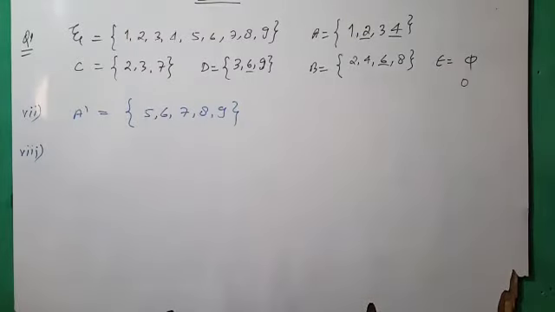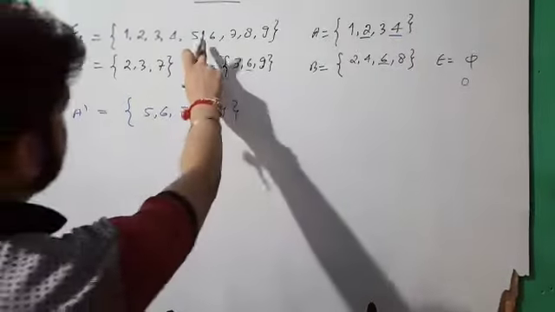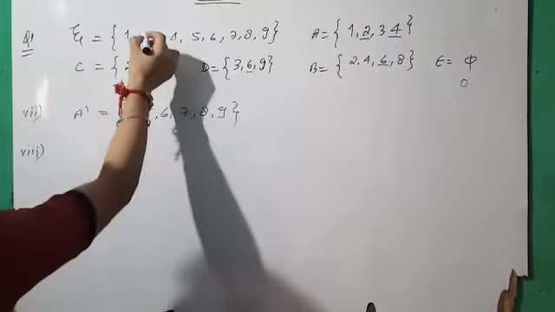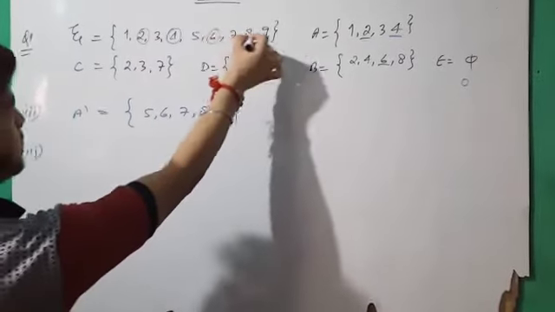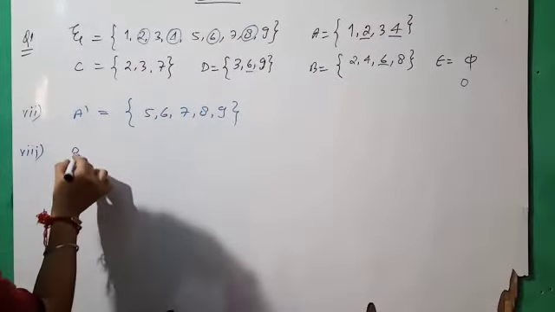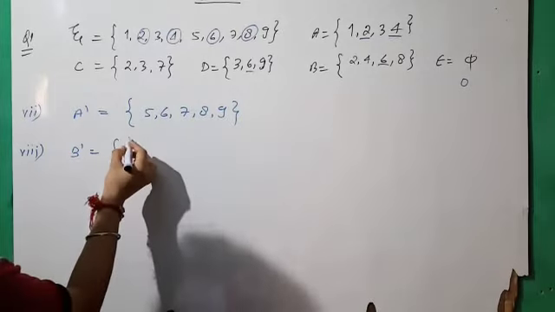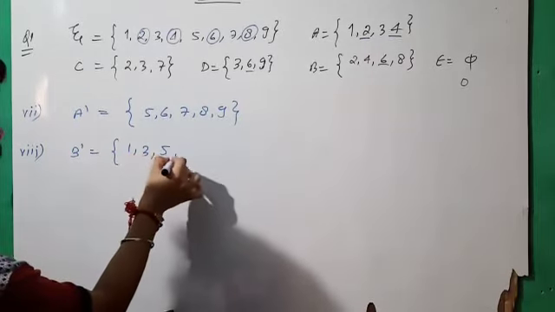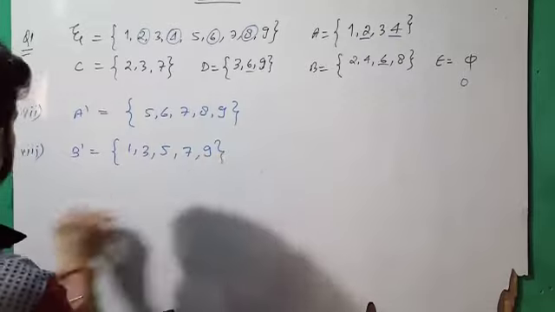Okay, now B dash. B dash means universal set minus B. Remove 2 4 6 8, so we have B dash equal to 1 3 5 7 9.